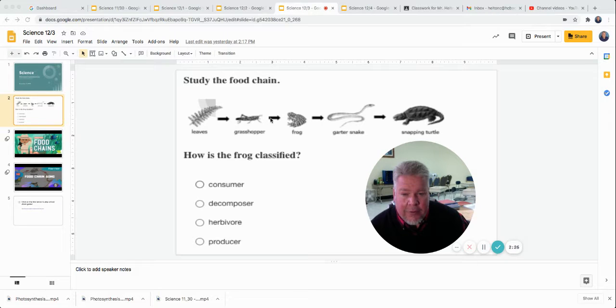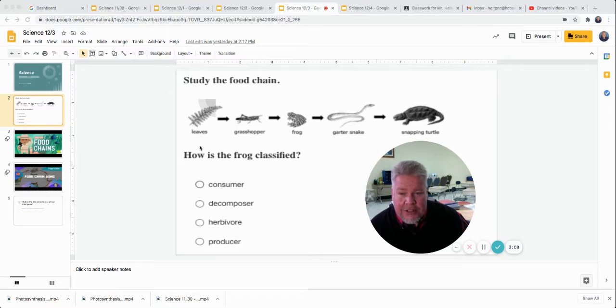And then the arrow from the grasshopper goes to the frog. That means the frog is eating the grasshopper. And then the arrow from the frog goes to the snake. That means the snake is eating the frog. And the snake goes into the snapping turtle's mouth. The snapping turtle's eating the snake. So that's how a food chain works. It starts with the plants, and then the energy flows from one organism to the next. Grasshopper eats a leaf, a frog eats a grasshopper, a snake eats a frog, a snapping turtle eats the garter snake. So that's what a food chain is. It's just that flow of energy from one animal to another. The energy starts with the producer, the plants.